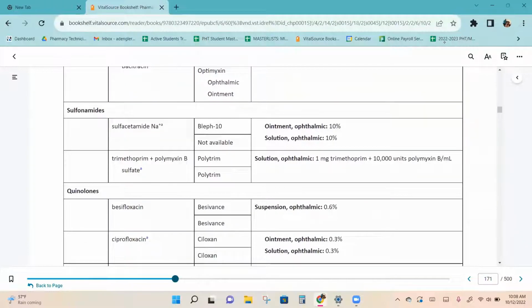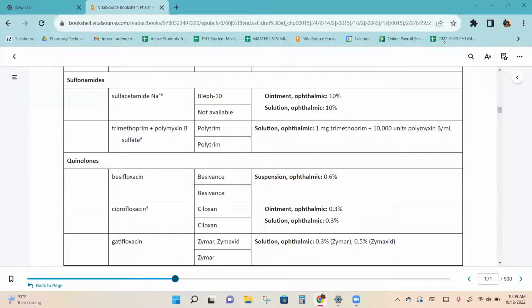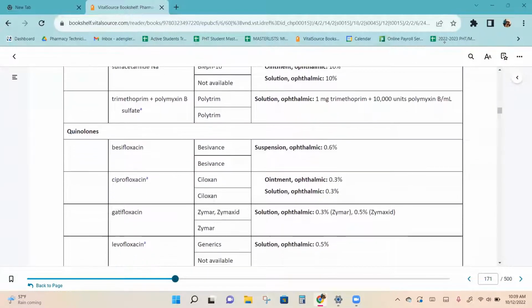For the sulfonamides, we have sulfacetamide, which comes in an ointment and in a solution. You can see the brand name is Blef 10. So blepharitis, Blef. Polytrim, very popular, comes in an eye drop.